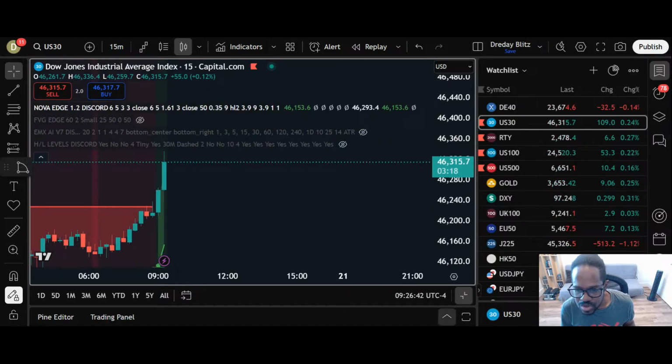And finally, I'm going to show you the support and resistance indicator that I created.